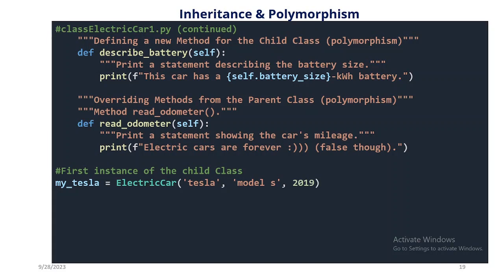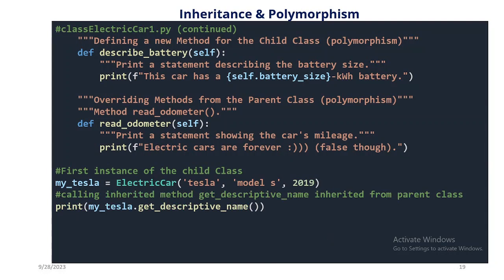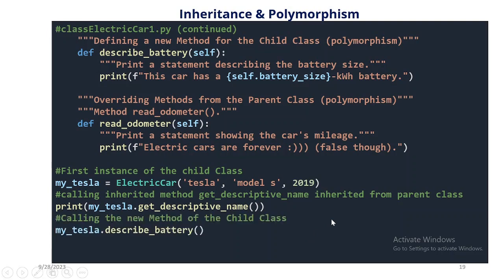Now, let's create the first instance of a class. This should have been done in a different file, like I told you before, by calling the ElectricCar class, but we are doing it here for the purpose of learning so that we don't have to create too many files. So I say my_tesla equal to ElectricCar Tesla Model S 2019, print my_tesla.get_descriptive_name, which is in the parent class. We did not override it, but we'll do something else. my_tesla.describe_battery. This is now a new method in the new class that is not in the parent class.